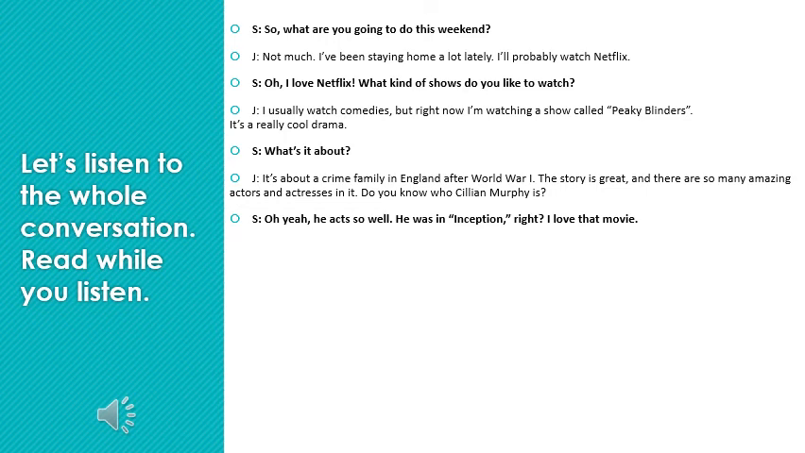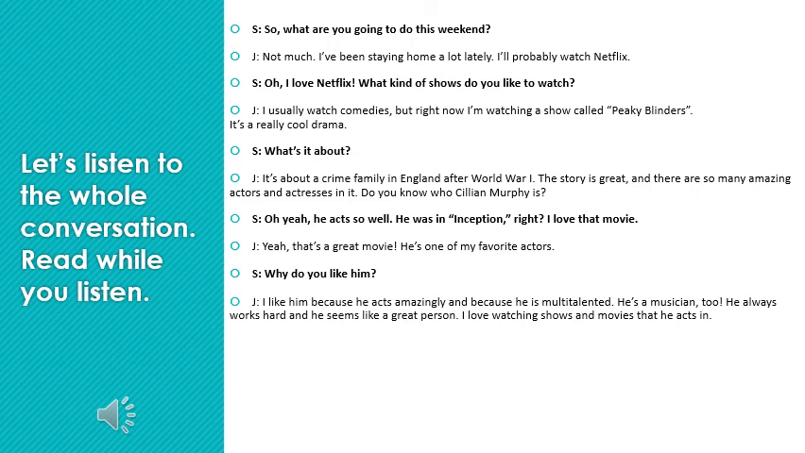He was in Inception, right? I love that movie. Yeah, that's a great movie. He's one of my favorite actors. Why do you like him? I like him because he acts amazingly and because he is multi-talented. He's a musician too. He always works hard and he seems like a great person. I love watching shows and movies that he acts in.